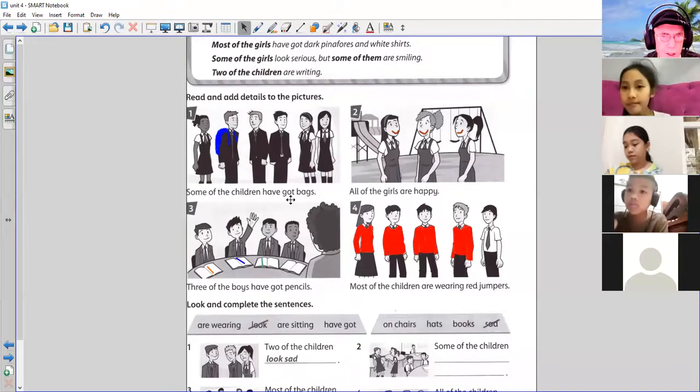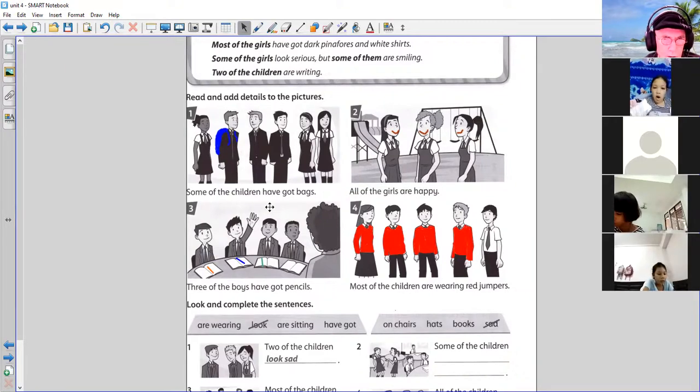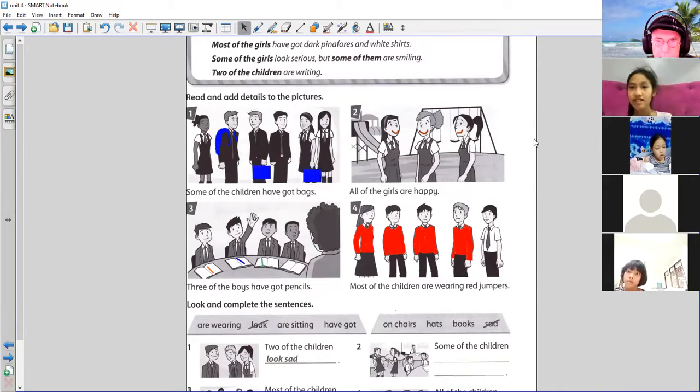So it says here, some of the children have got bags. Marty, how many children do you think have bags? If some of the children have got bags, there's six children here. How many? Two. Two, yeah. Two or three, okay? So some of six is two or three, all right? Maybe four. So I chose three. So you give them bags. So I've got one here, I'll give them a backpack. And I did another one here, gave him a bag, and I gave a bag to this girl too. So I gave three bags, okay?